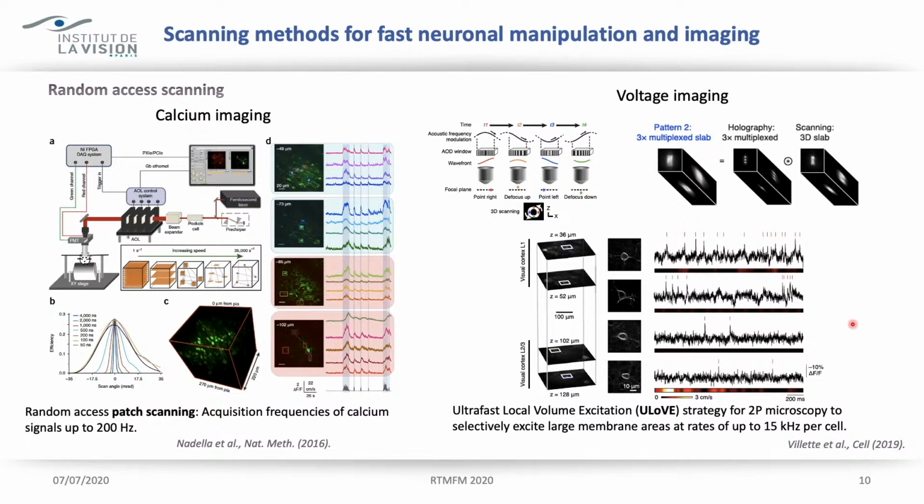In the more recent example of voltage imaging of the sensor ASAP3, the authors used 2 acousto-optic deflectors in what they called ultra-fast local volume excitation strategy. This is based on applying non-stationary frequencies to acousto-optic deflectors to rapidly scan a holographically generated array of excitation foci in 3 dimensions. In this way, they selectively excited large membrane areas at rates of up to 15 kHz per cell.